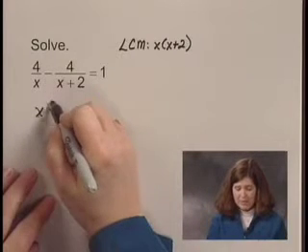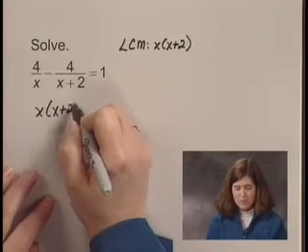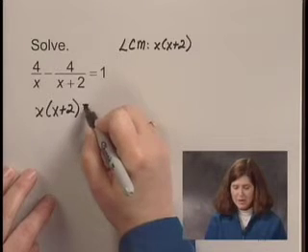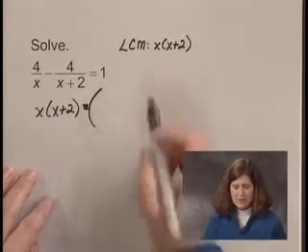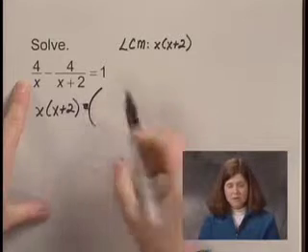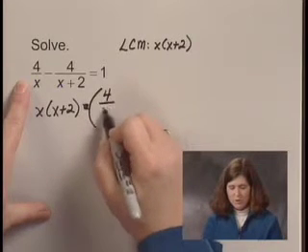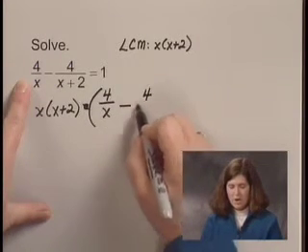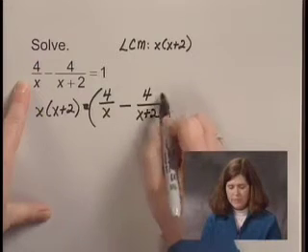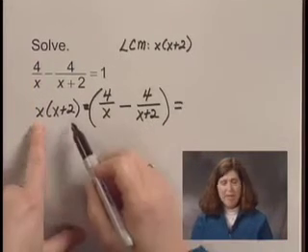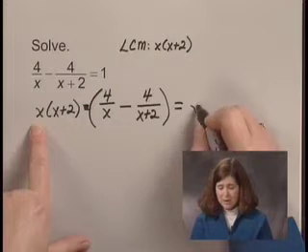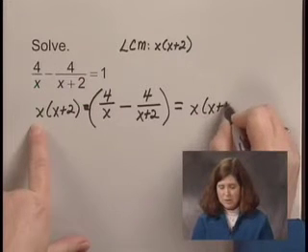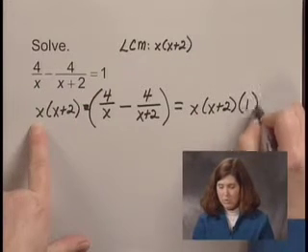I have x times x plus 2 times, and then I multiply it by the entire left side of the equation, 4 over x minus 4 over x plus 2, equals, now I multiply the other side by the least common multiple, x times x plus 2 times 1.